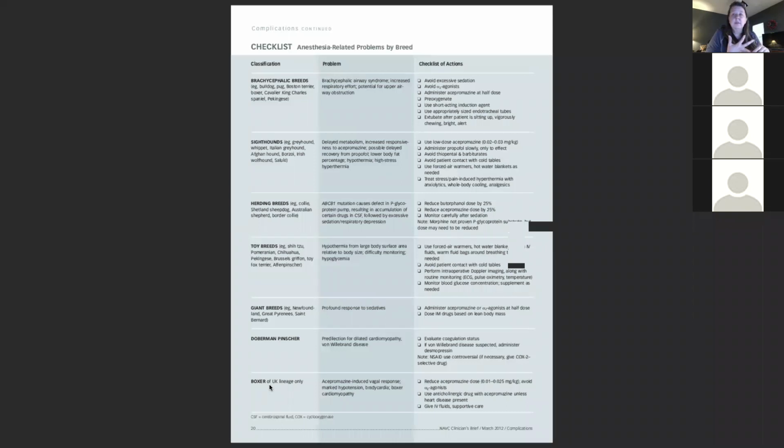They will sometimes give anticholinergics preemptively, like a pre-med. I don't normally pre-med everything with atropine. Usually I save atropine for if we need it. Some doctors will pre-med everything with atropine to try and prevent bradycardia. And some doctors will avoid ACE in boxers.